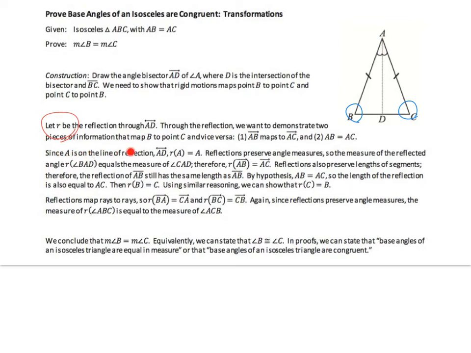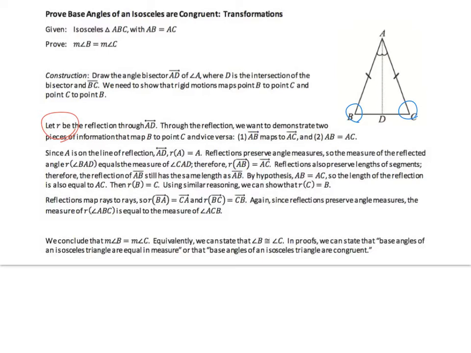Since A is on the line of reflection, line AD, the reflection of A equals A. If I reflect A on the line of reflection, I get A. Reflections preserve angle measures, so the measure of the reflected angle R along angle BAD.